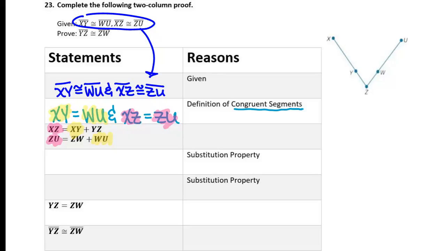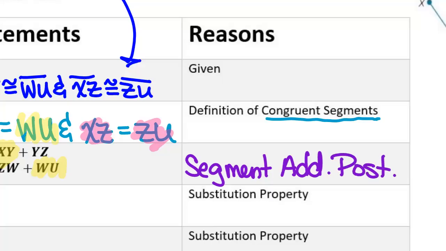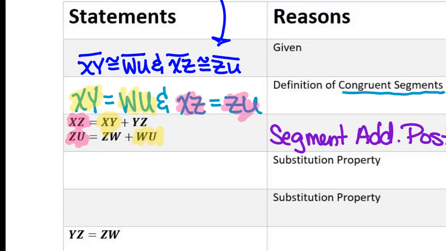This says XZ, this whole long segment right here, equals XY plus YZ. What are these? Segments. And I'm putting two smaller segments together to get a bigger segment. Why can I do that? Segment addition postulate. Okie dokie.